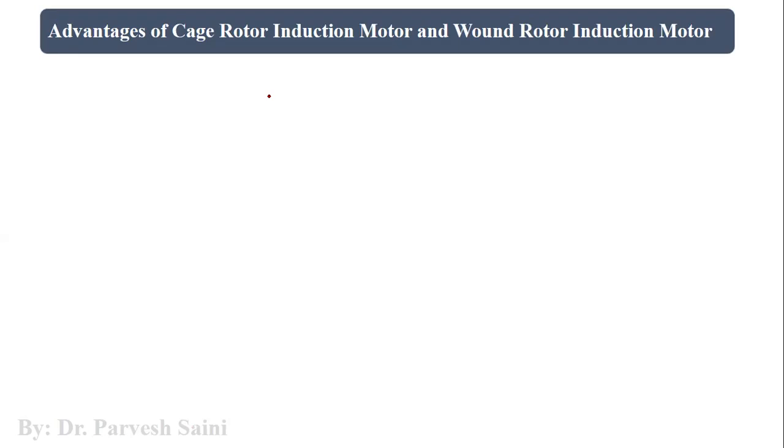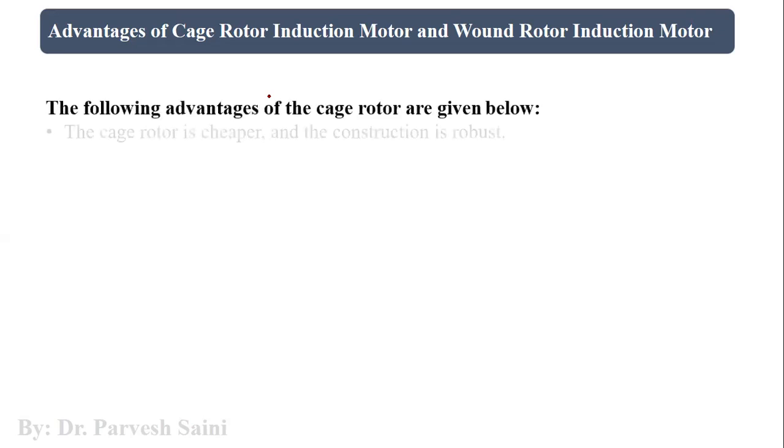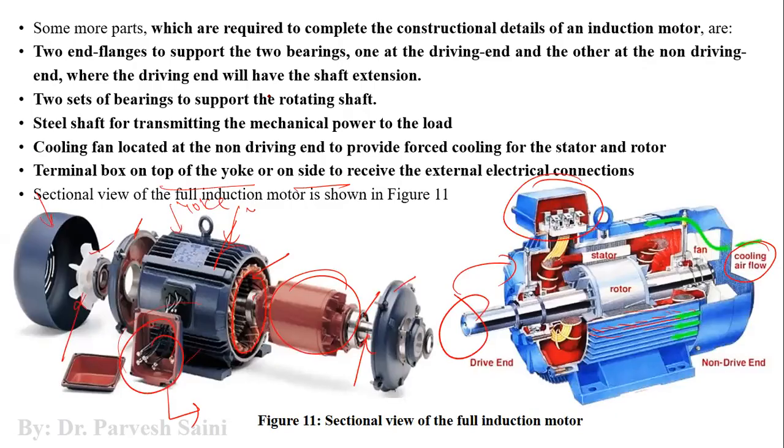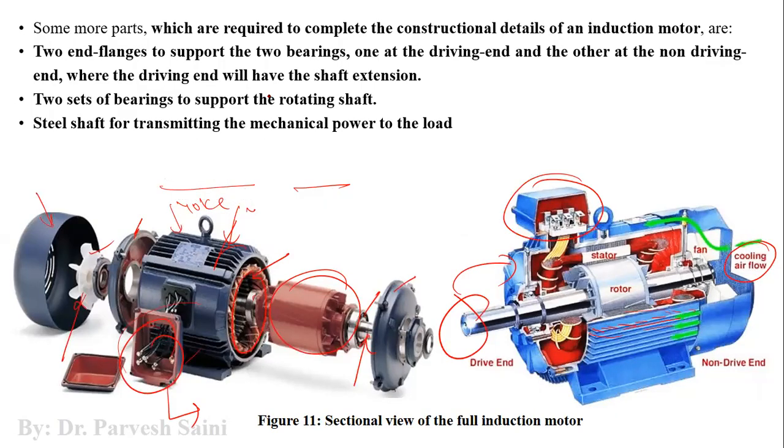Now, these two types of construction of rotor, cage rotor and wound rotor, have certain advantages. For example, cage rotor. So cage rotor is quite cheap, cost effective. Its construction is robust, rugged, a simple construction it has. You can see in the diagram also.